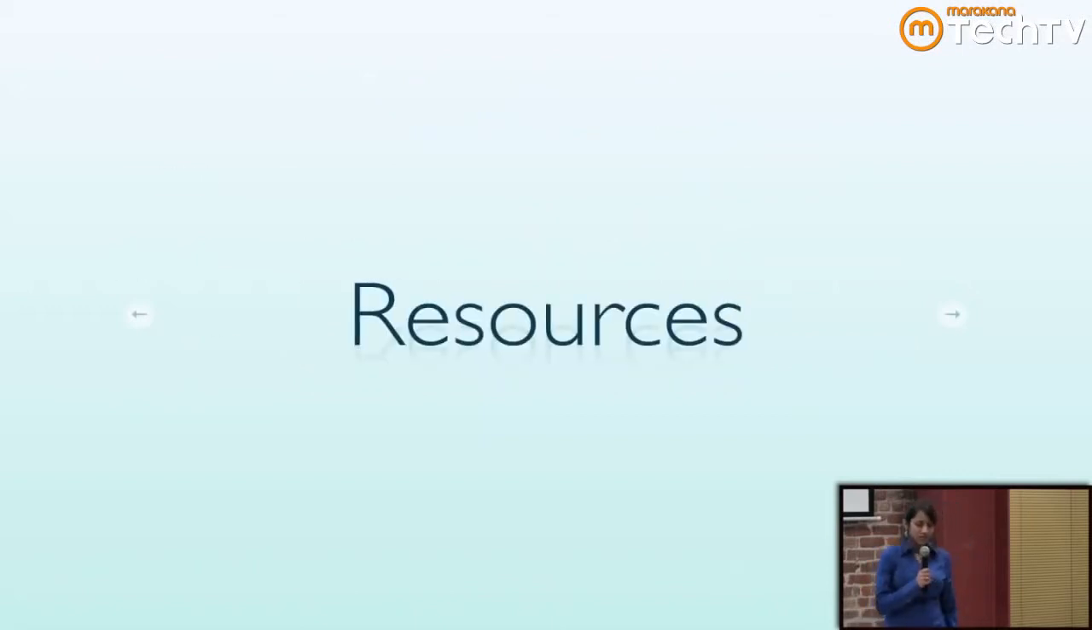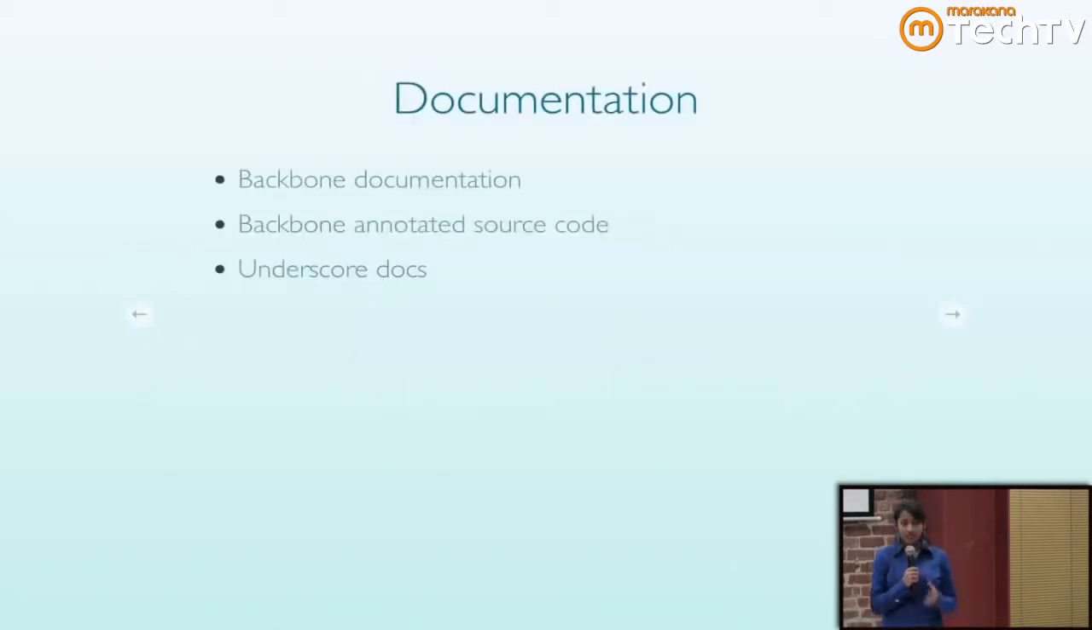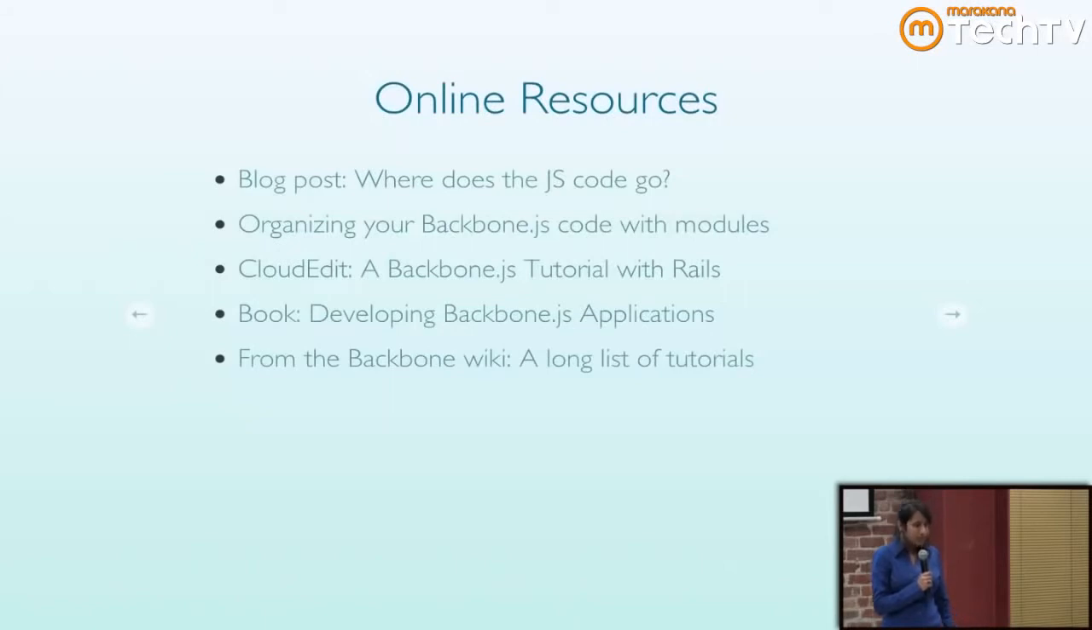So there are a lot of resources online to get to know Backbone. There's documentation, there's the annotated source code, which is where I recommend starting. It's well written, easy to read, and also Underscore documentation. And then there's a lot of tutorials online about this. There's a neat blog post about where the JavaScript code goes. There are a couple of really neat tutorials you can follow instead of the usual to-do app. There's Cloud Edit, which is sort of a Google Docs really quickly written up in Backbone.